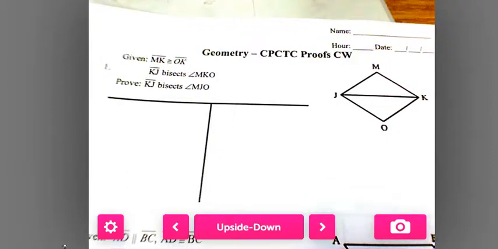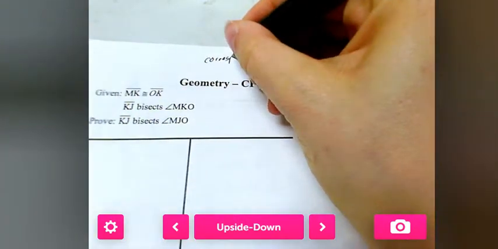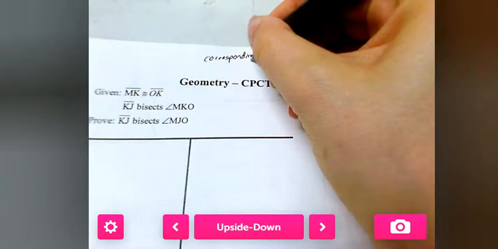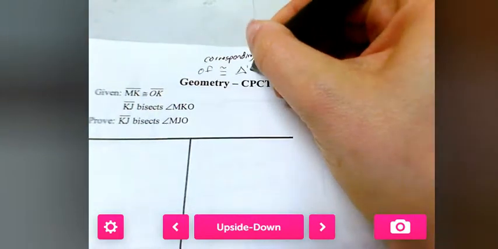Okay, there we go. All right, we're going to look at proofs for CPCTC. Remember, CPCTC stands for corresponding parts of congruent triangles are congruent. And remember, we never want to use this to prove two triangles are congruent, only to prove that their parts are congruent. Okay?